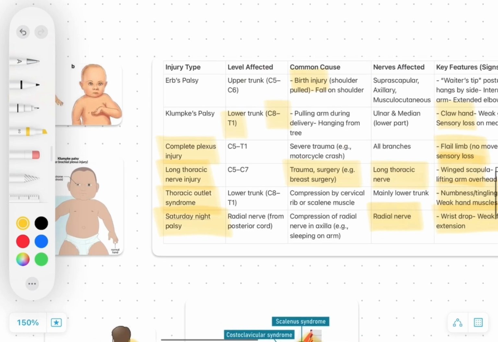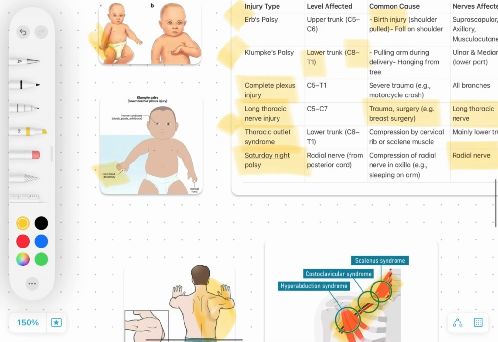So lower trunk injuries are two, that is thoracic outlet syndrome and Klumpke's palsy. Upper trunk injury is Erb's palsy. Complete plexus injuries involve C5 to T1. Long thoracic nerve is C5 to C7, and Saturday night palsy is radial nerve injury from the posterior cord.